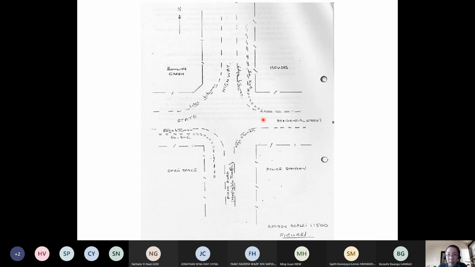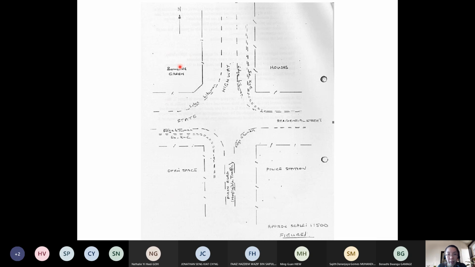And then on the east side, this is a residential street. And on the southern side, we have main road. This is the name of the road only, main road. But if you look at the smaller fine print here, negligible traffic. Meaning to say the traffic over here is not significant at all. And we have houses over here. There's a police station over here. This is open space, and this is a bowling green.